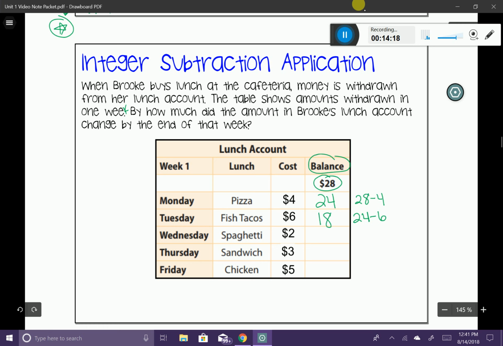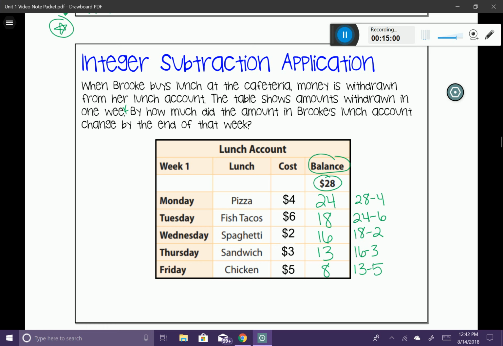Then she has $18 left, and on Wednesday she spends $2 on a spaghetti lunch. Spaghetti seems like it's a pretty cheap lunch. That's going to leave me with $16. Then on Thursday she's going to spend $3. So if we subtract the $3 from that, that's going to leave me with $13. And then on the last day, she has $13 to spend, and she spends $5 on a chicken lunch. So she subtracts 5 from that 13, leaving her with $8. So at the end of the week, she has $8 left.